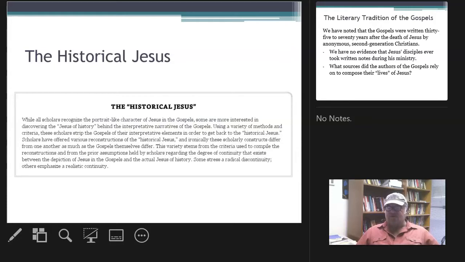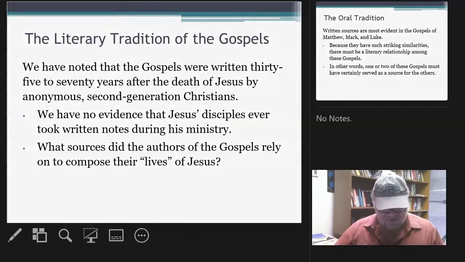Scholars have offered various reconstructions of the historical Jesus, and ironically, these scholarly constructs differ from one another just as much as the Gospels themselves differ. This variety stems from the criteria used to compile the reconstructions and from the prior assumptions held by the scholars regarding the degree of continuity that exists between the depiction of Jesus in the Gospels and the actual Jesus of history. Some stress a radical discontinuity, others emphasize a realistic continuity. So in other words, the author is saying that the quest for the historical Jesus has not been particularly successful or united in their discoveries.